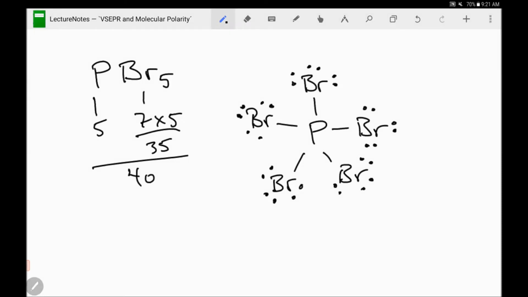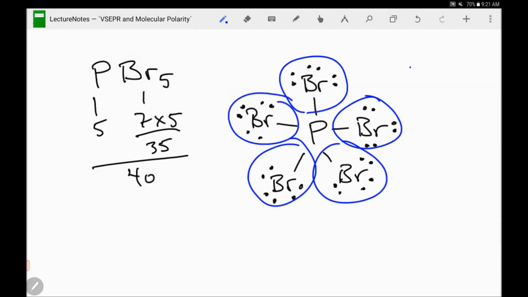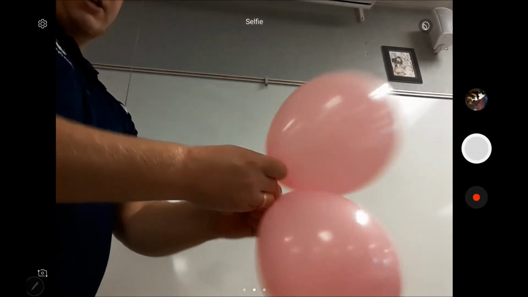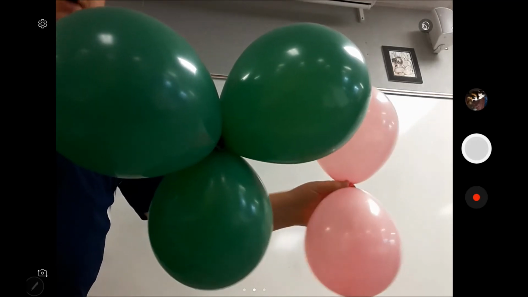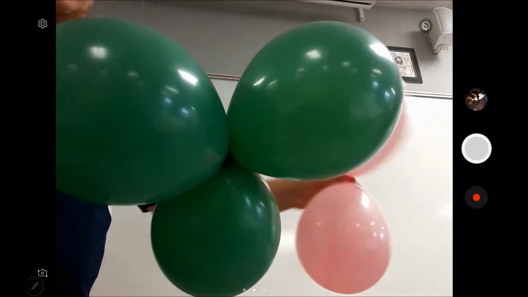Phosphorus pentabromide looks like this. With 5 sigma bonds, the steric number here is 5. 5 things trying to get as far away from each other as possible are going to make kind of a zany shape. If I take 2 things and I add 3 things, 2 plus 3 is 5 things. 2 plus 3 is a steric number of 5.